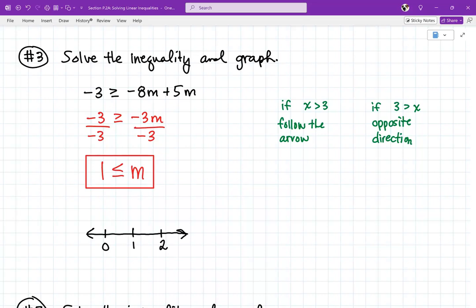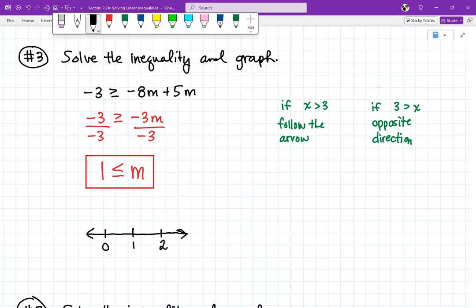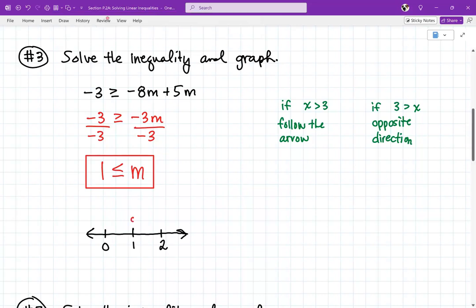Now, since it says less than or equal to, I'm supposed to put a solid dot right there. So solid dot on 1. I always draw my graphs above the number line. I just prefer it. If you want to draw it on it, it's fine. Below it is fine. I don't care. Mine are always above it.